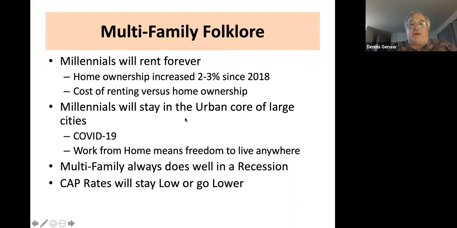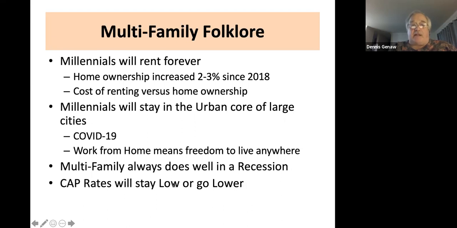Millennials will stay in the urban core of large cities. Not true, according to what happened in 2020 with the pandemic. We saw people leave San Francisco, Manhattan, and other large cities in a significant amount. We saw some vacancy rates you wouldn't believe in those cities, and we'll talk about that in a minute. And also, people are living in the city for a number of reasons. One, especially, was to be close to work, but with more work from home, it means the freedom that they can live anywhere and still work.